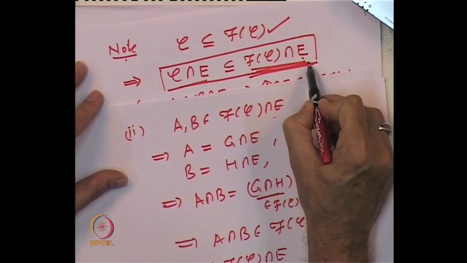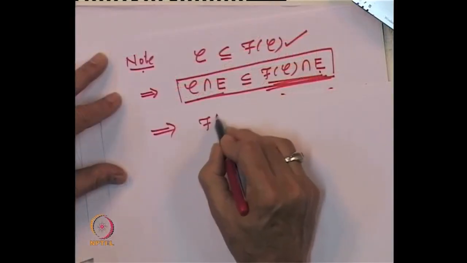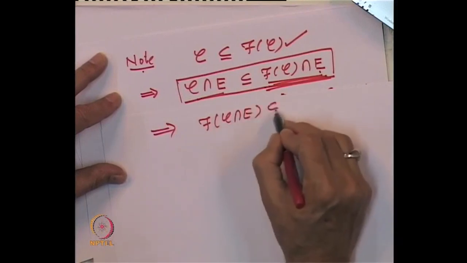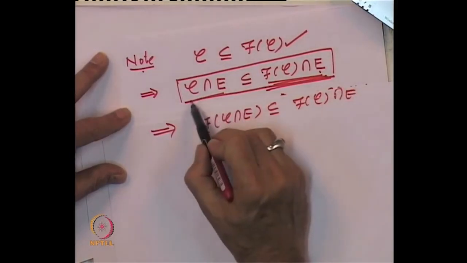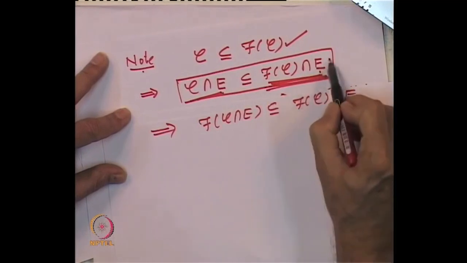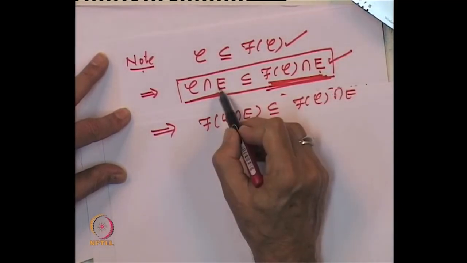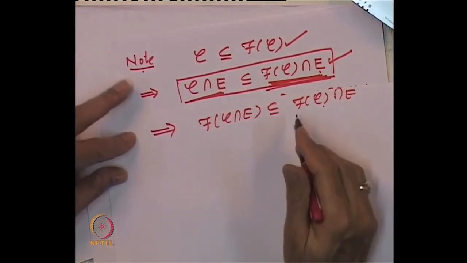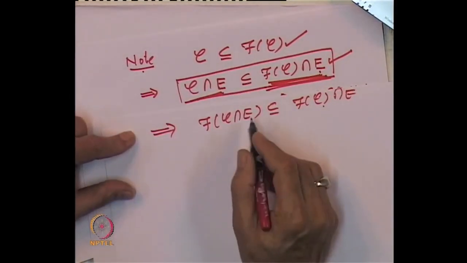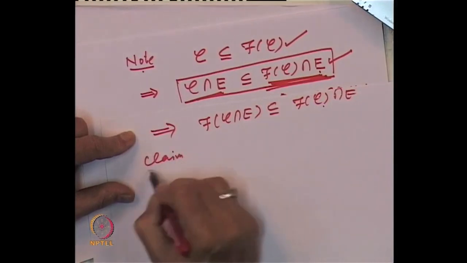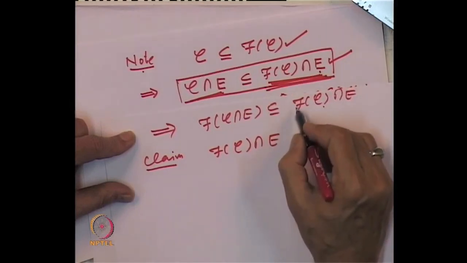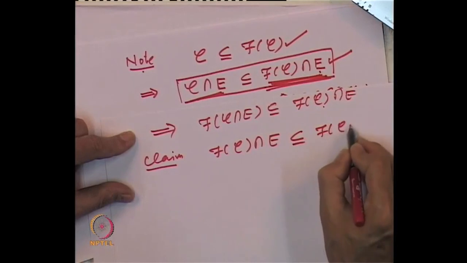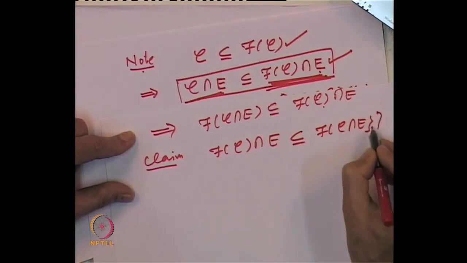So, this implies that the algebra generated by C intersection E is a subset of F of C intersection E, right? Because this collection is inside this, and this is an algebra. The algebra generated, being the smallest, must come inside. So, we get this property. Now, we have to prove the other way inequality. So, we claim that F of C intersection E is a subset of the algebra generated by C intersection E. This is what we have to prove.